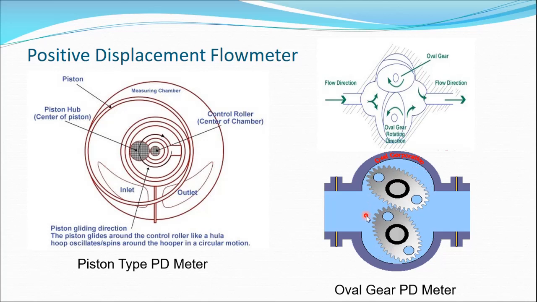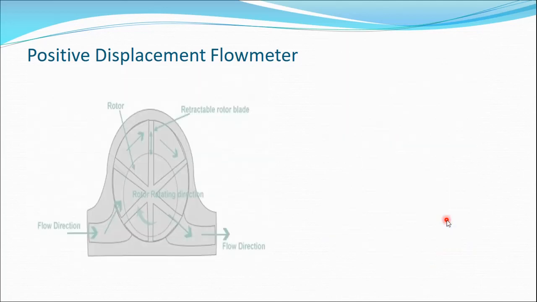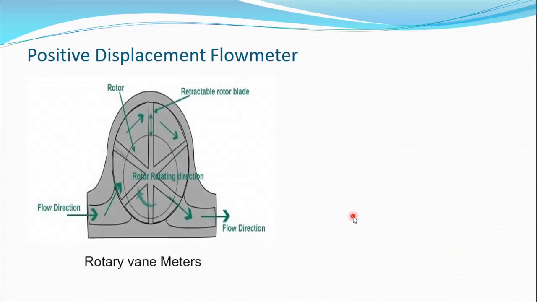In the case of oval gear PD meters, this type of meter consists of two rotating oval shaped gears constructed with synchronized close fitting teeth. In an oval gear meter, the rotation of the gear shafts causes a fixed amount of liquid to pass through the meter, and by monitoring the number of shaft rotations, one can calculate the liquid flow rate. This type of meter proves to be very accurate when slippage between the housing and gears is very small. Let's take a look at rotary vane meters.